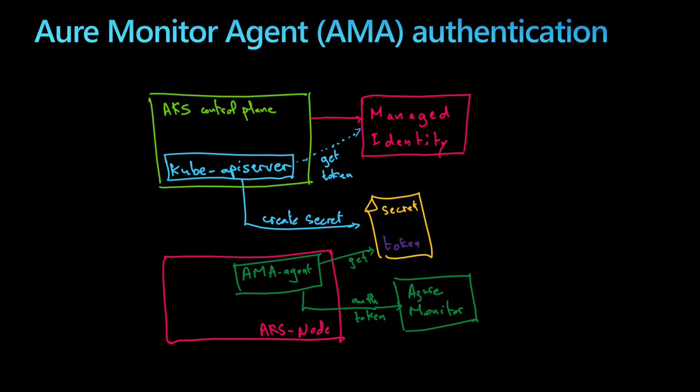So in summary, that was how the Azure Monitor Agent performs authentication to Azure Monitor. First of all, Kube API server will get a token from the managed identity of the AKS cluster, and then it will create a secret in which it will put that token. Then the Azure Monitor Agent will connect to that secret and get that token, so that it uses it later to connect to Azure Monitor.